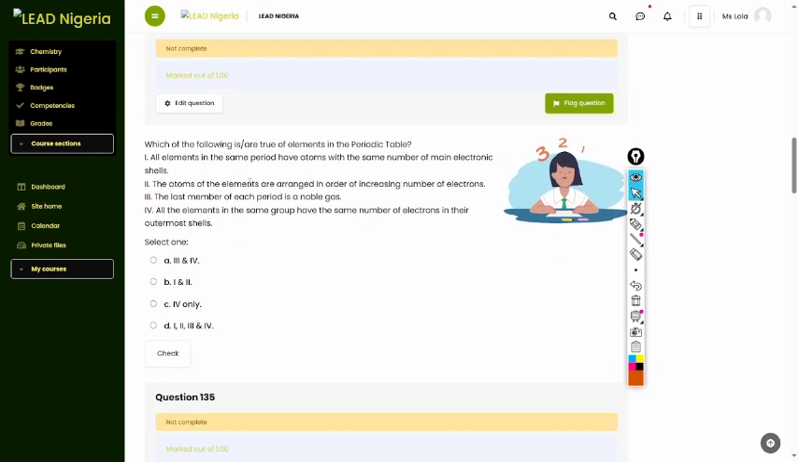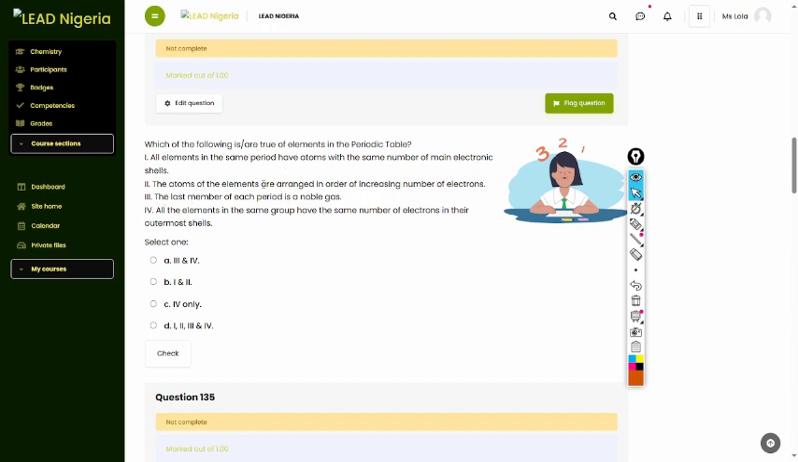Which of the following is or are true of elements in the periodic table? All elements in the same period have atoms with the same number of main electronic shells. This is correct. Period just refers to the number of main electronic shells of an atom. So elements in period 3 have 3 electronic shells, and period 4 have 4 electronic shells. So 1 is correct.